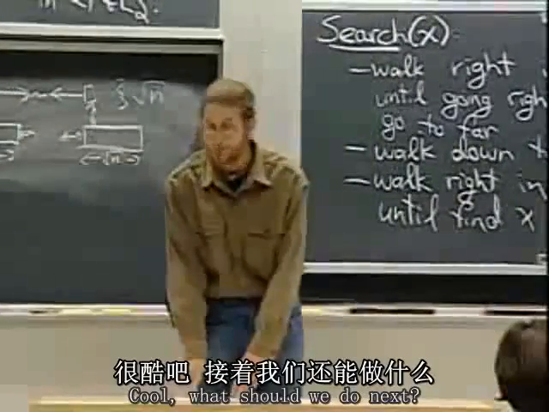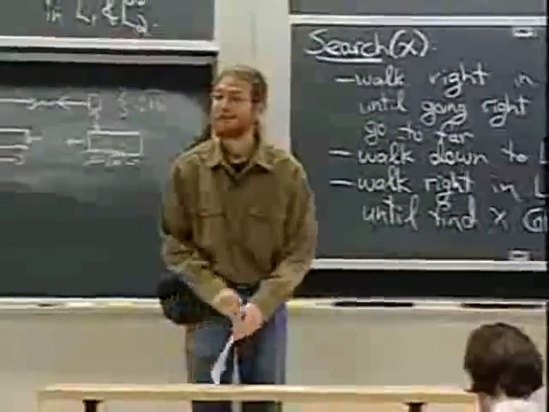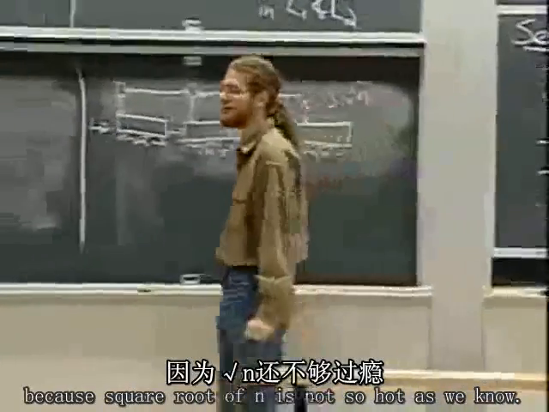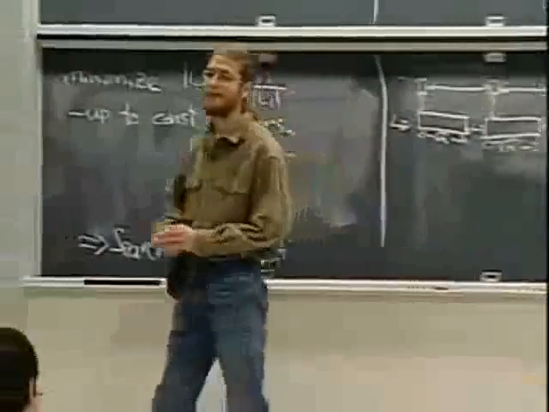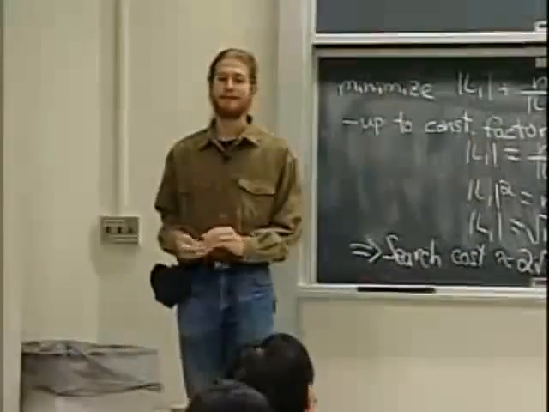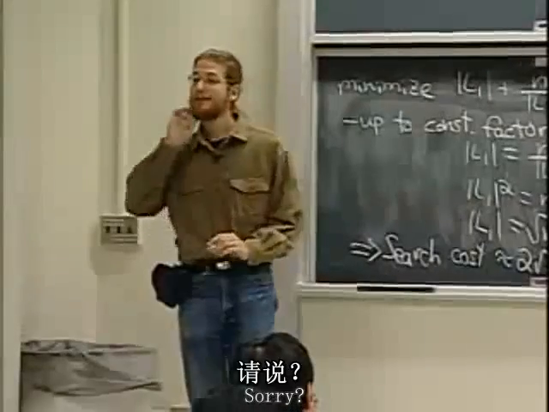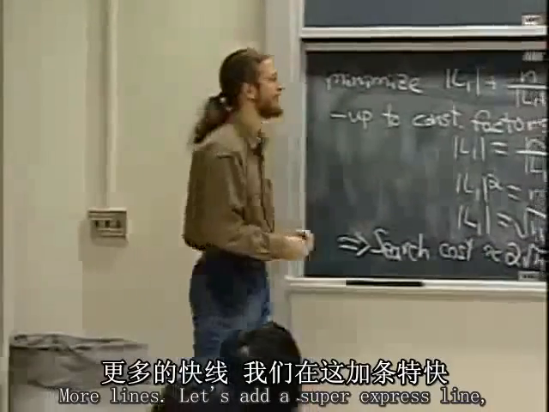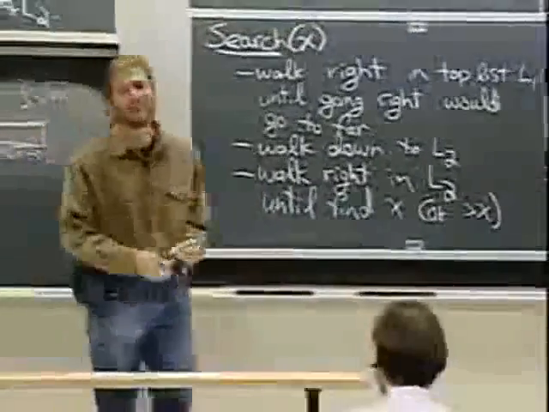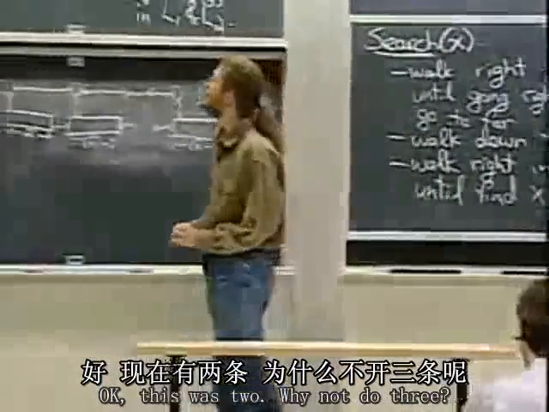Cool. What should we do next? Let's again ignore insertions and deletions. I want to make searches faster because square root of n is not so hot, as we know. Sorry? More lines. Let's add a super express line. Let's add another linked list. Okay? This was 2. Why not do 3?